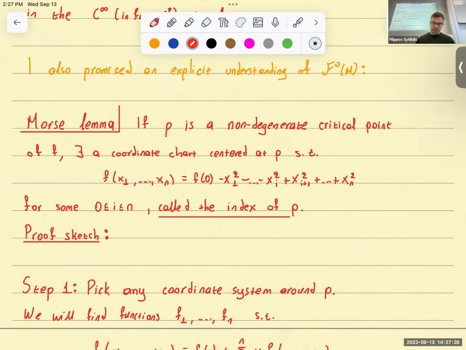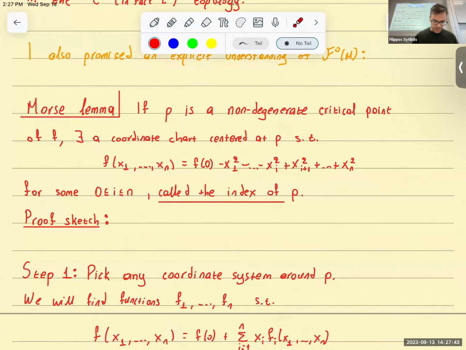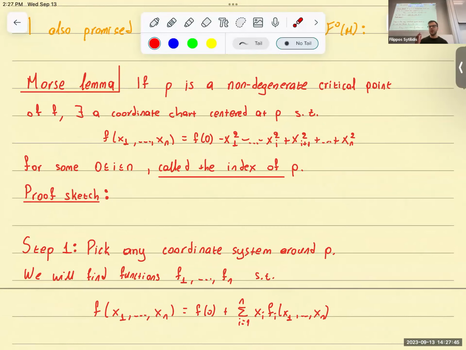Yes, it's the index of P, and then plus x plus 1 squared and so on. So I want to give a bit of a proof sketch in case you haven't seen this. I'm not going to give the complete proof, but just a couple of steps. The only thing I want to showcase is where in the proof we are using that this is a critical point, a non-degenerate critical point, because I think that's useful to have in mind, and then you can recreate the proof on your own.